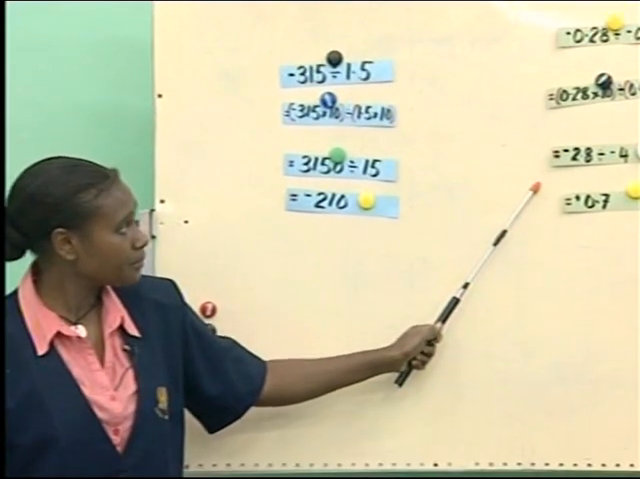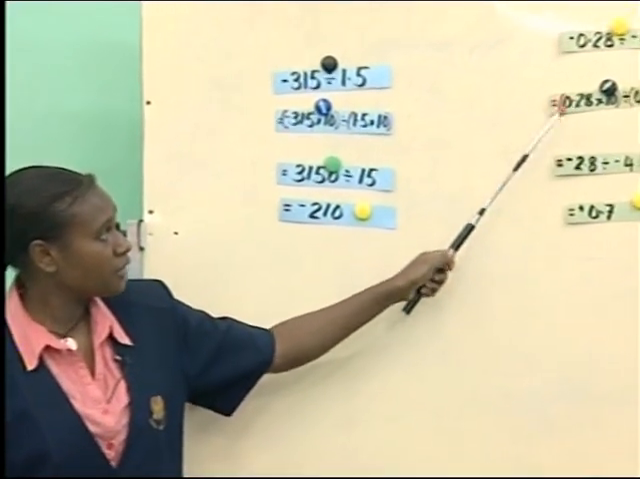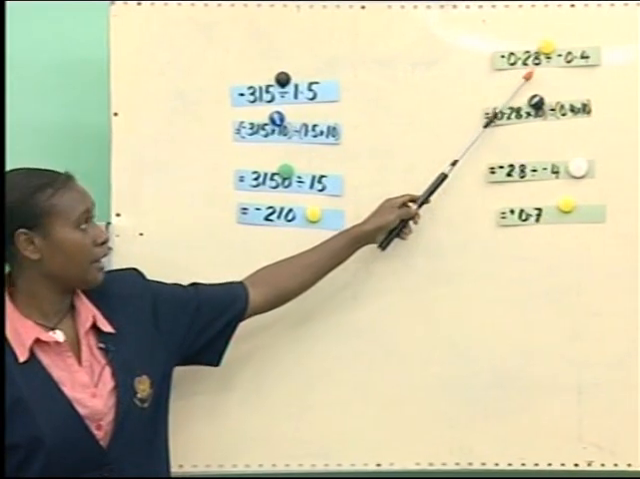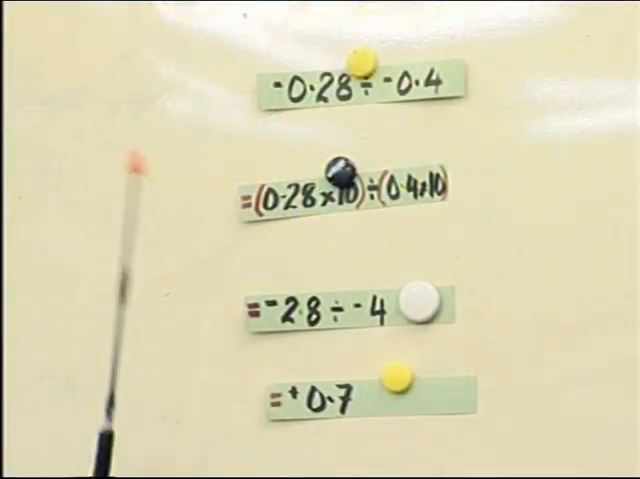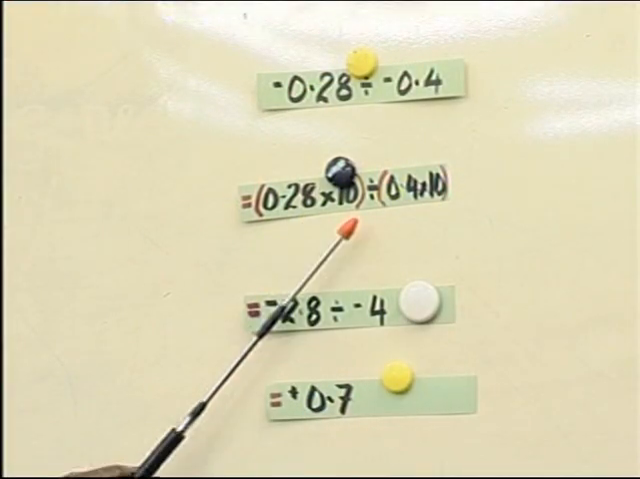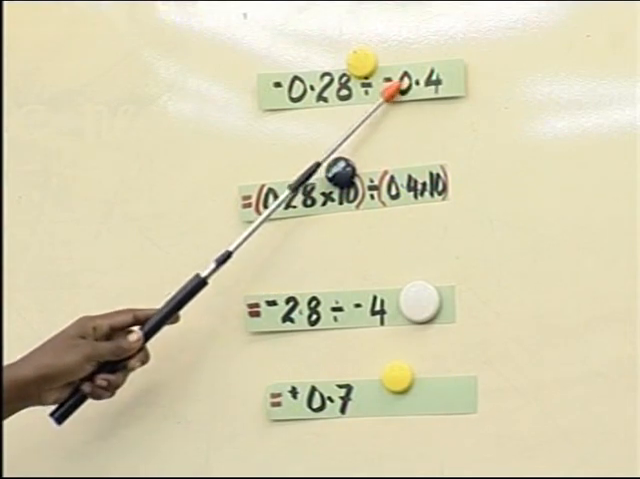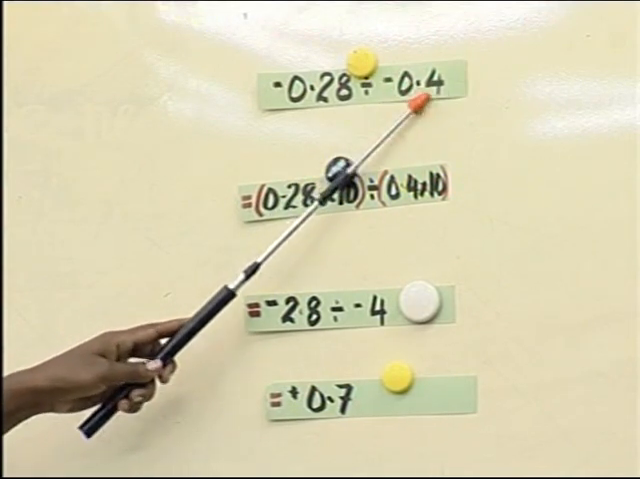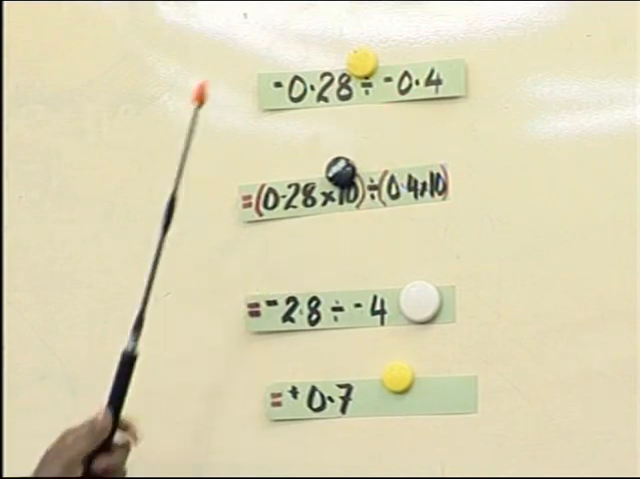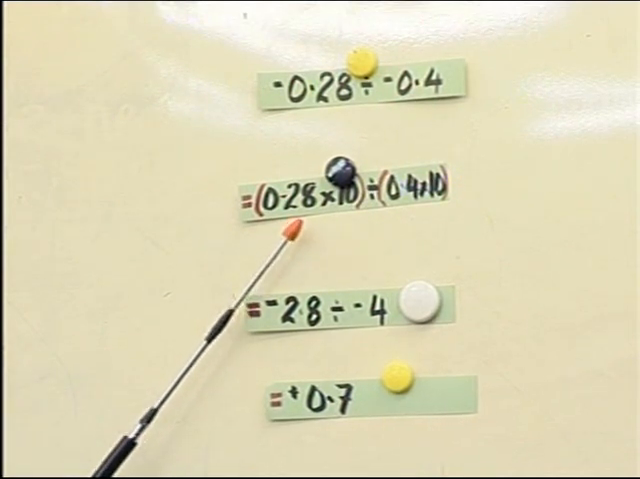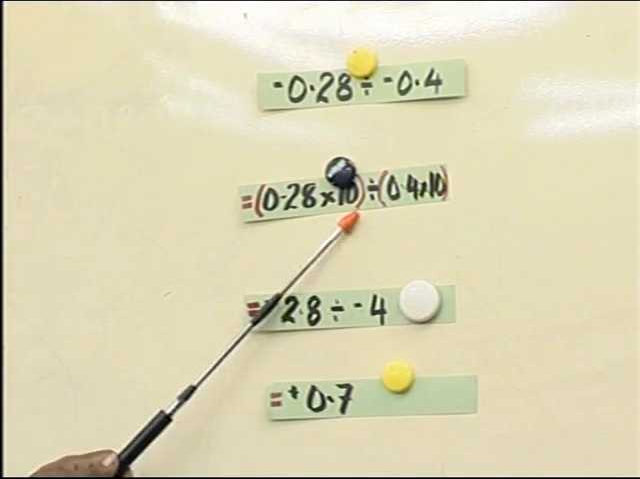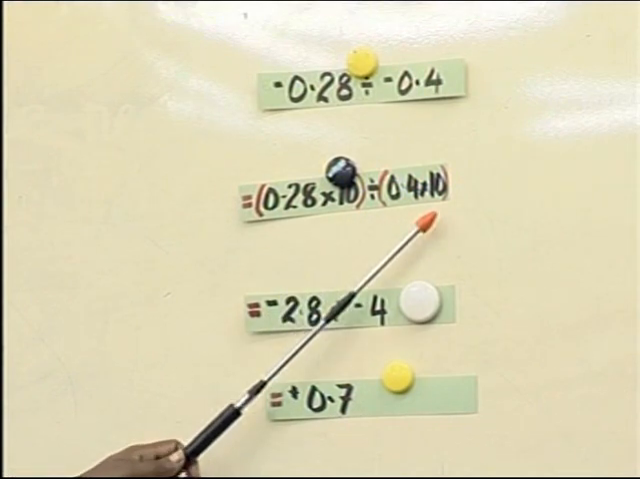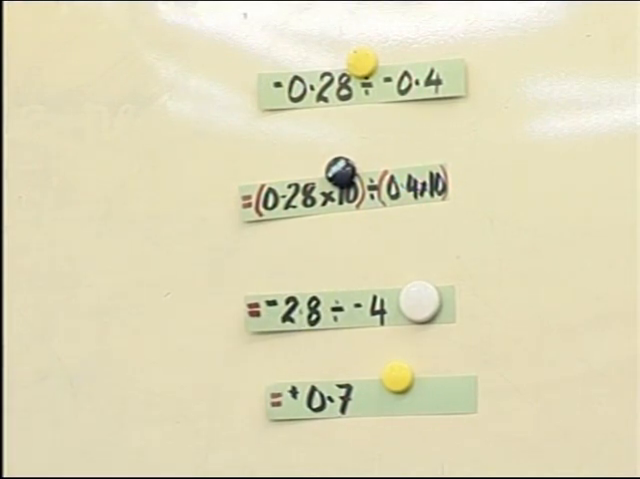Exercise 1B, negative 0.28 divided by negative 4. We multiply by 10 because there is how many numbers after the decimal point? 1. So 0.28 times 10 divided by 0.4 times 10. That is the second step to take. Then you should have your third calculation shown.